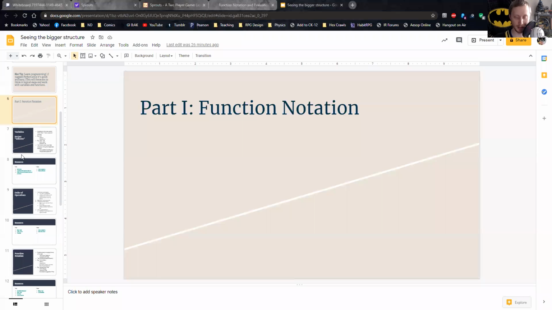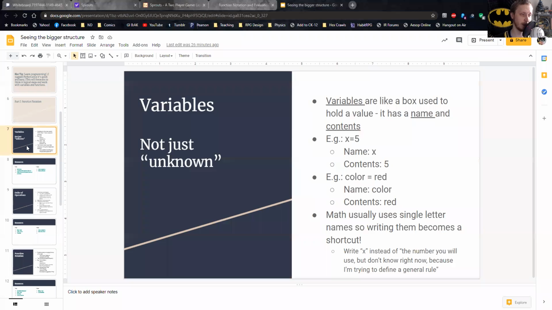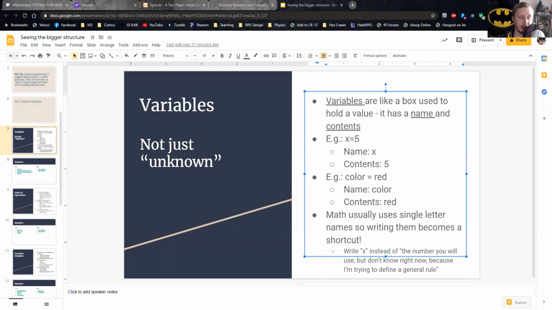How do you get to truly understanding and mastering function notation? You start with variables. So first up, a variable is not just a new name for the unknown. Get that out of your head. A better definition comes from how they are used in programming: a variable is like a box that holds a value. So the variable itself has a name and it can hold different contents. Frequently we have x is equal to 5. Well, that means we have a variable called x and it contains the value 5.